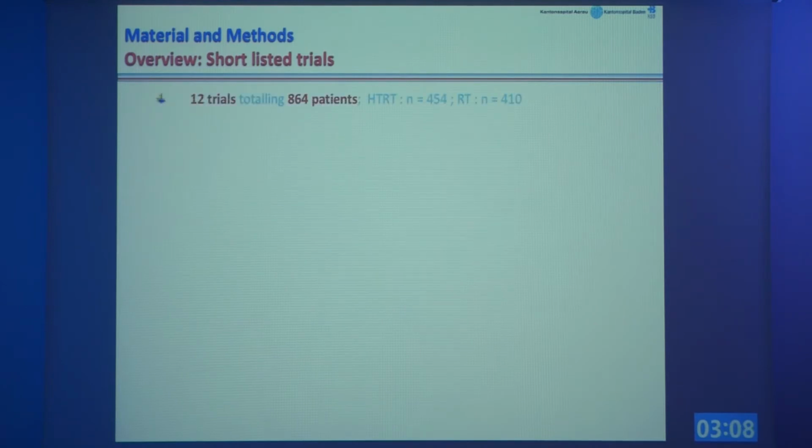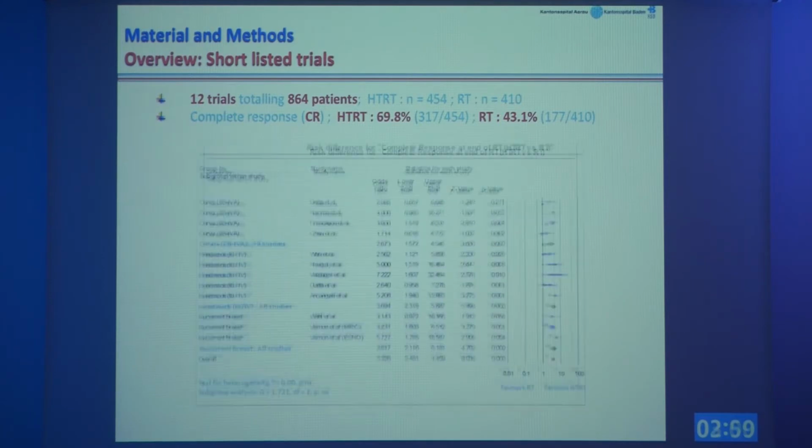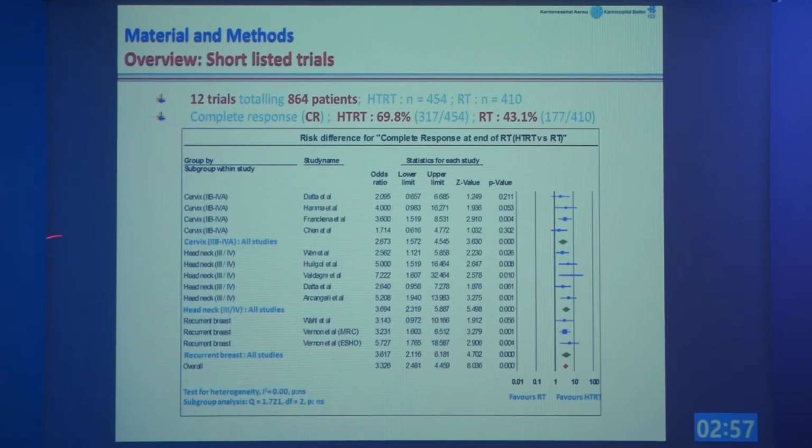There were 12 trials totaling about 864 patients. Complete response with hyperthermia and radiotherapy was about 70% compared to 43% with radiotherapy alone. And that's the forest plot. As you can see, for cervix, head and neck, and recurrent breast, it doesn't show any heterogeneity. Yesterday there was some concern about the heterogeneity. There is no heterogeneity because all these studies uniformly show that hyperthermia improves the complete response, and the risk difference is about 0.28, which means 28%.